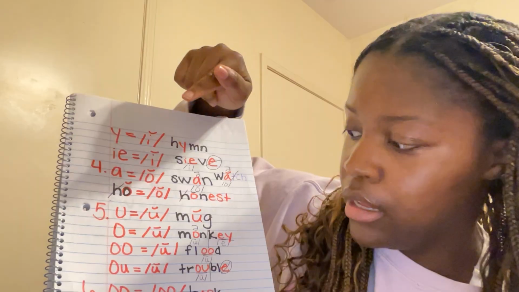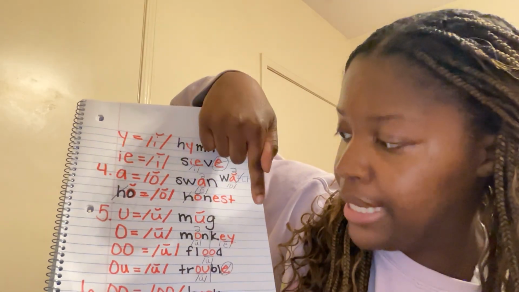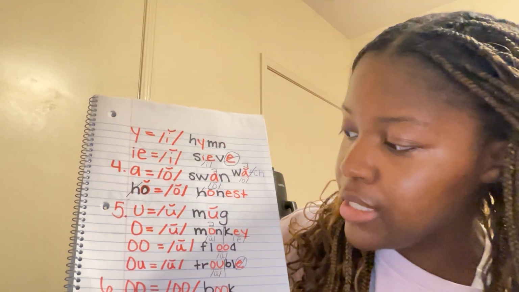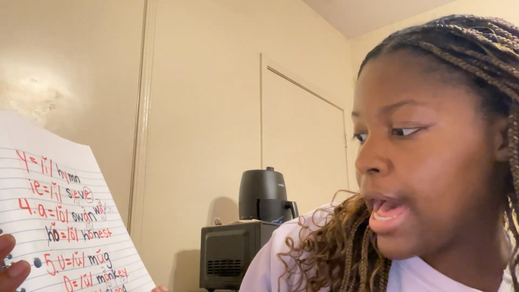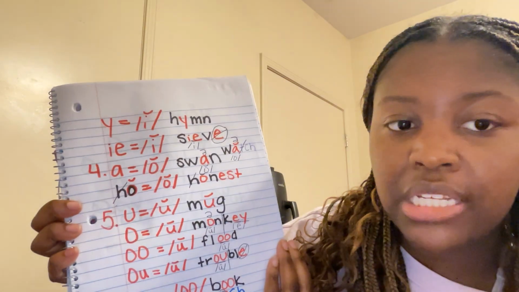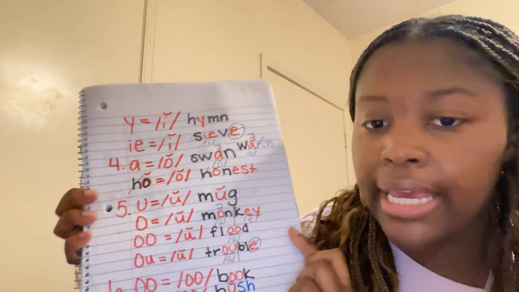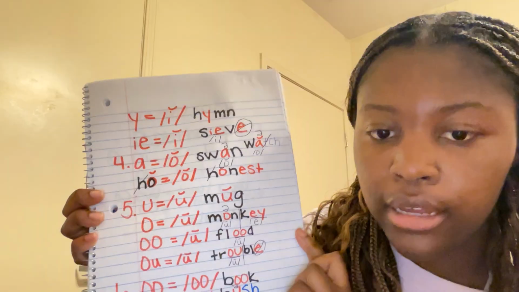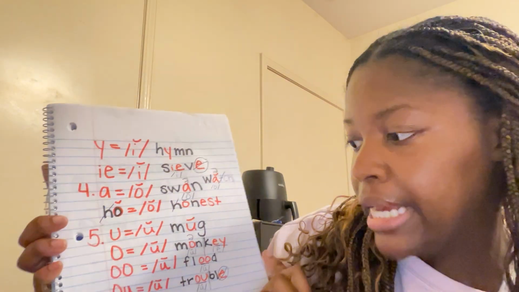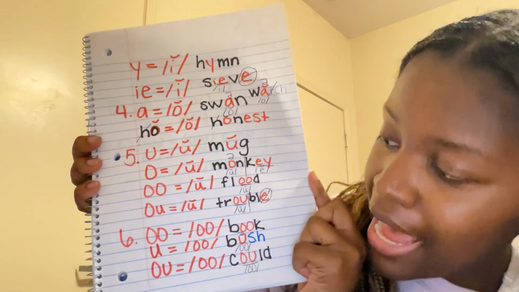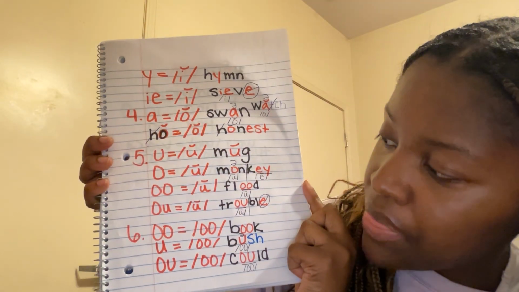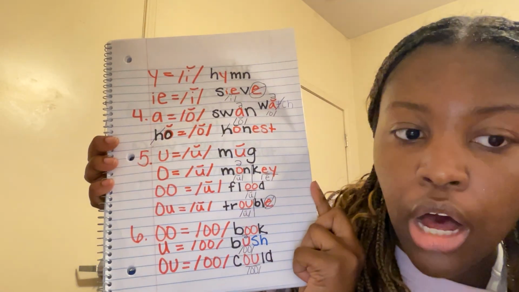Yeah, like in key. Next, okay, be sure you can see it. Next, I have double O that makes the uh sound, like in flood. Next, I have the OU. Be sure you can see. Next, I have the OU sound that makes uh, like in trouble.